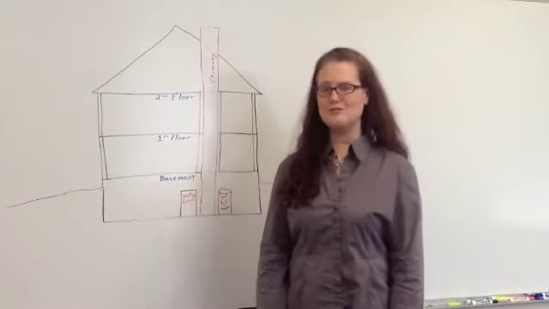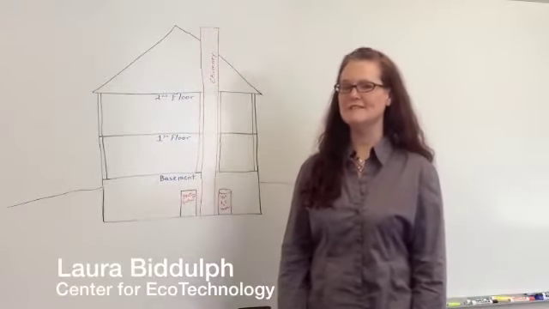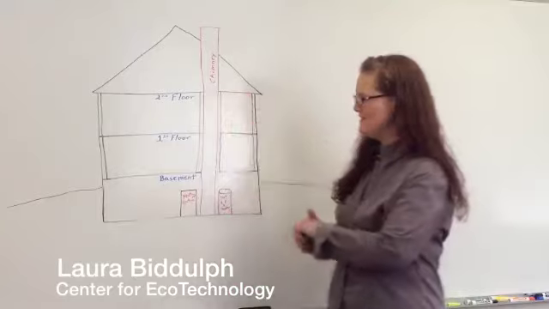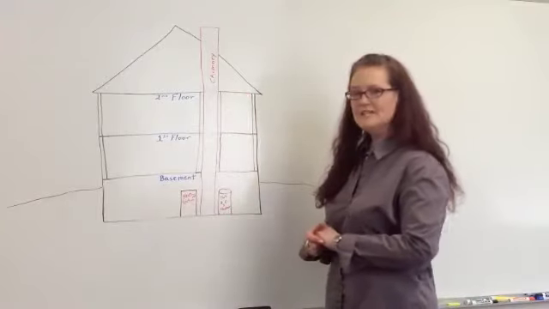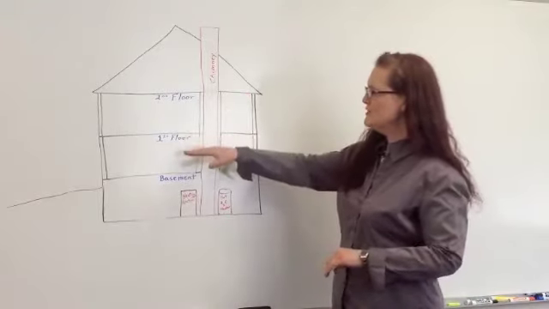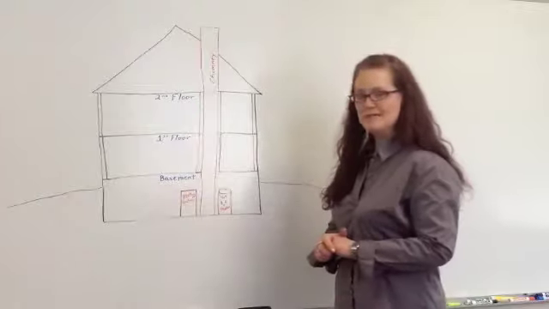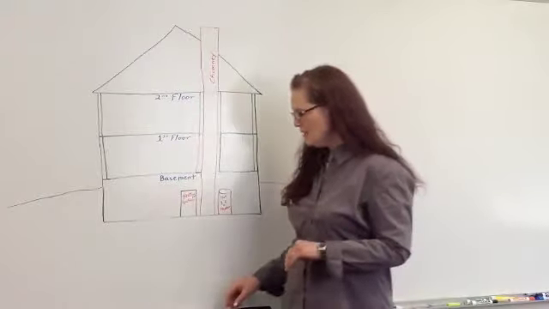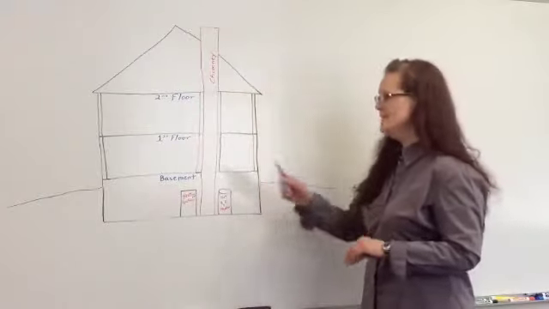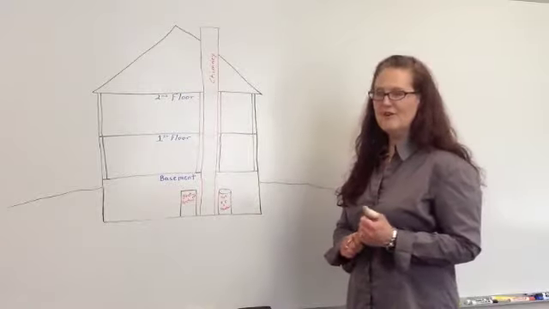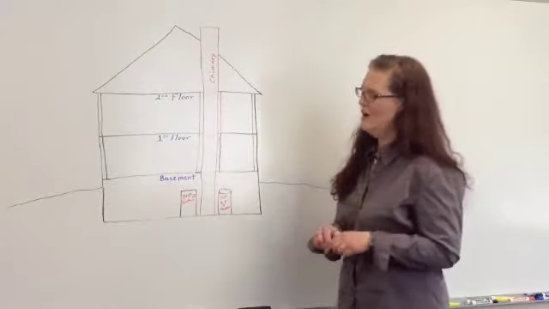So I'm here to talk to you today about building science. And this is my very simple house that I've drawn here. It's a colonial, so we have 2 floors of living space and an unfinished basement down below. So let's talk a little bit about what happens inside this house in regards to energy and heat loss.